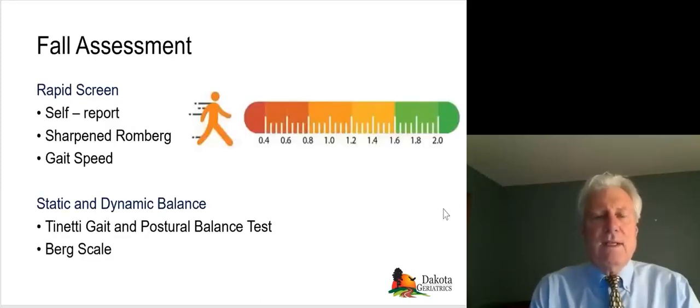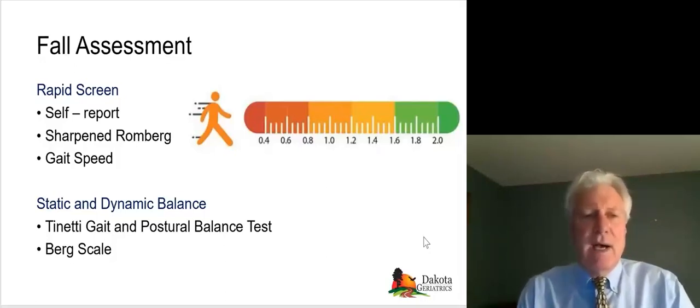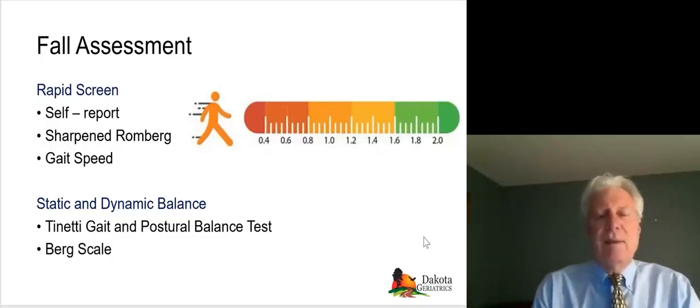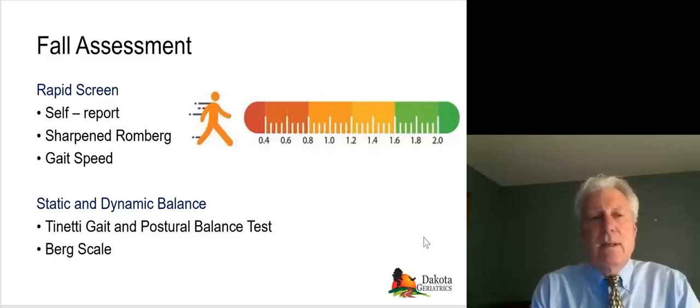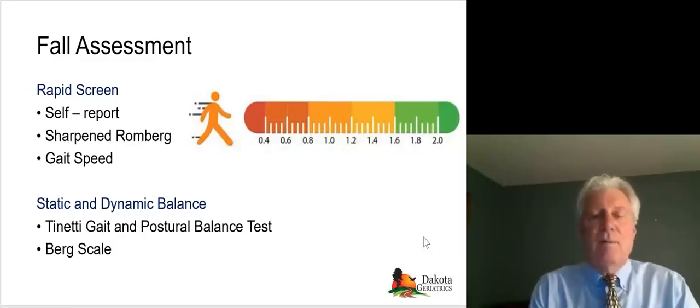In terms of fall assessment, they can be broken down generally into 2 categories. One is what we call the rapid screen, and then the other one is a little deeper dive that involves static and dynamic balancing. In terms of the rapid screens, certainly the self-report or a report of fear of falling are both very, very strong indicators that the individual will fall again in the future. We like to use a very quick balance test called the Sharpened Romberg test. We'll discuss how to do that.